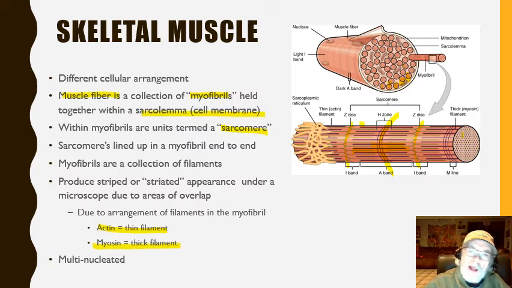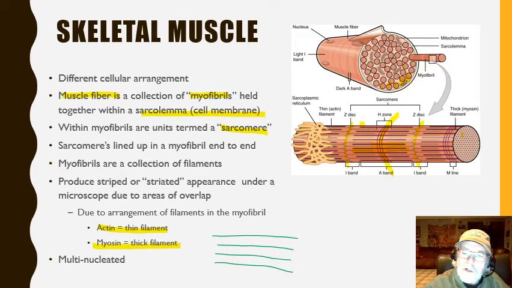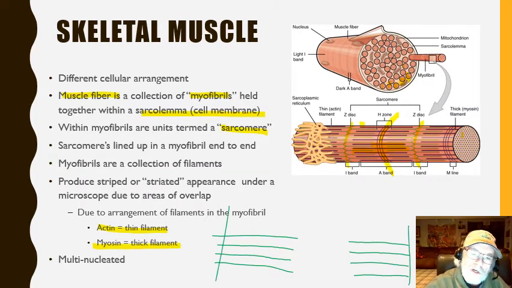So basically, let me just draw it down here. I'll show you. Here's my actin filaments. Let's do a thin actin filament. Actin filament, actin filament, actin filament, and over here more actin filaments, and they're attached to the end of the sarcomere at what's called the Z disc.